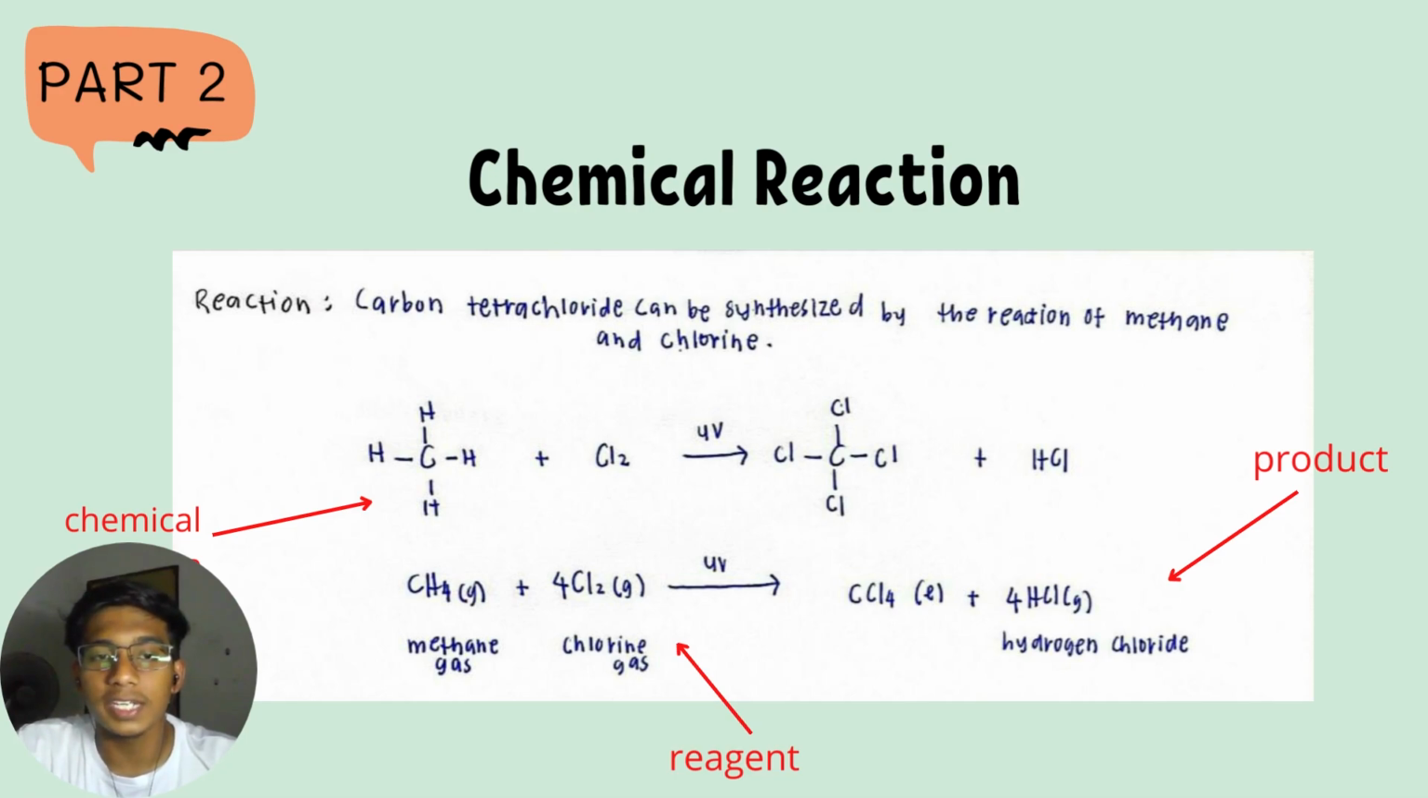For the chemical reaction, carbon tetrachloride can be synthesized by the reaction of methane and chlorine. For the reagents, methane gas and chlorine gas combine, and then the products are carbon tetrachloride and hydrogen chloride. Okay, that's all.